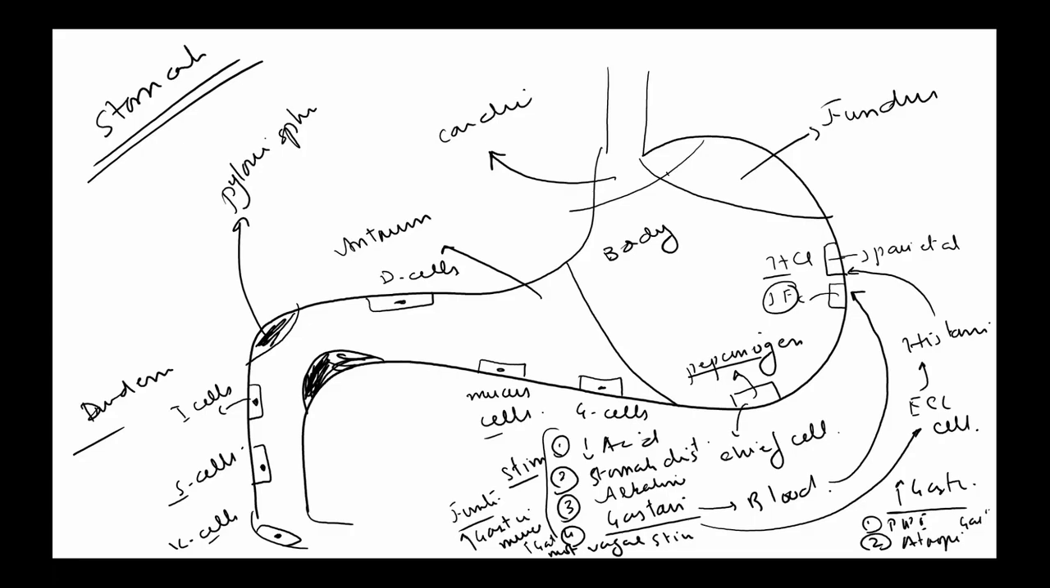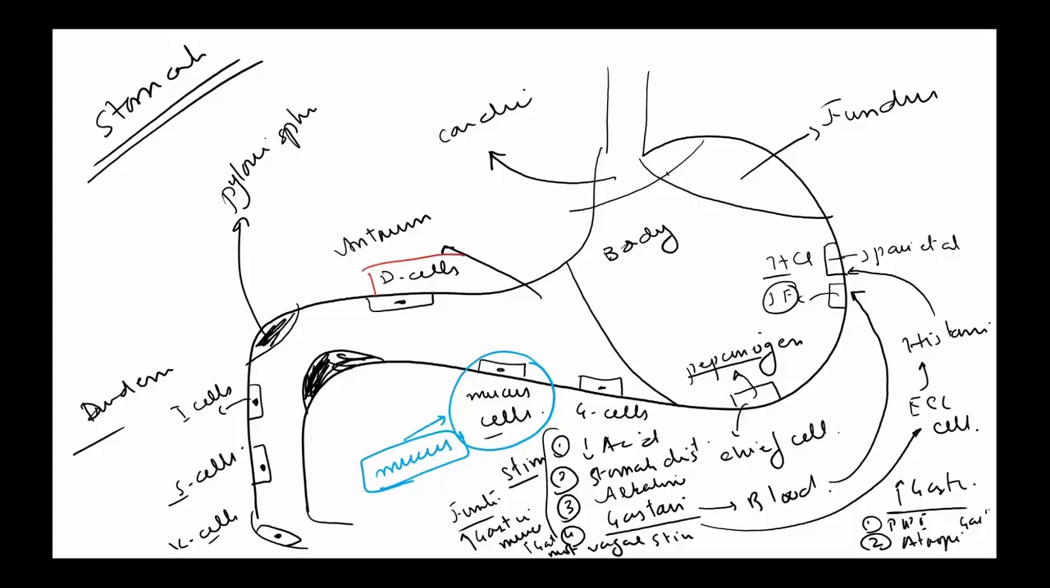Next is mucous cells. So mucous cells are here. So the function is simple. They are responsible for the production of mucus. Neutralize acid a little bit. Produce mucus. Simple function. Next is D cells.